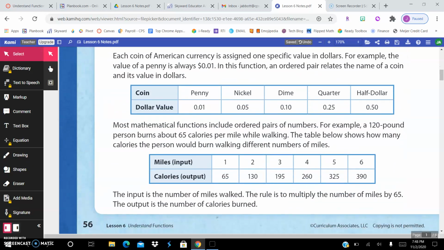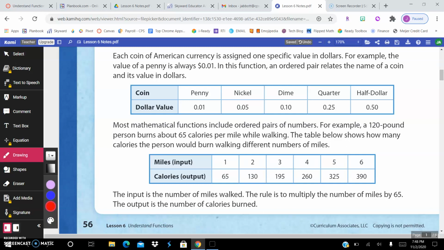So here, each coin of American currency is assigned one specific value in dollars. For example, the value of a penny is always 1 cent. In this function, an ordered pair relates the name of a coin and its value of dollars. So the first thing listed in a table like this is always the x, and the second thing is always the y. So our input is the coin, the output is the dollar value in this chart.